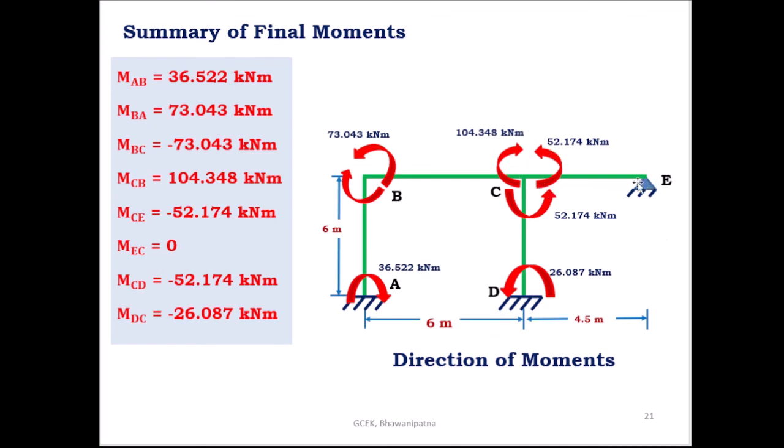Then MEC is equal to 0, simply supported. So here there is no moment, and MDC is equal to minus 26.087 kilonewton meter. This is also negative, so the direction is anti-clockwise. Give the negative moment anti-clockwise direction and positive moment clockwise direction. So these are the directions of the moments.